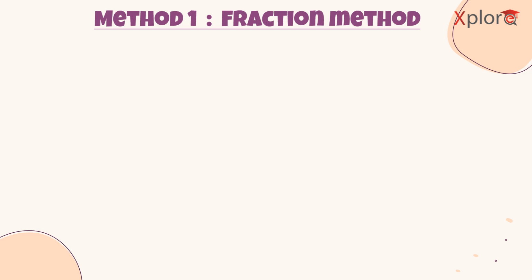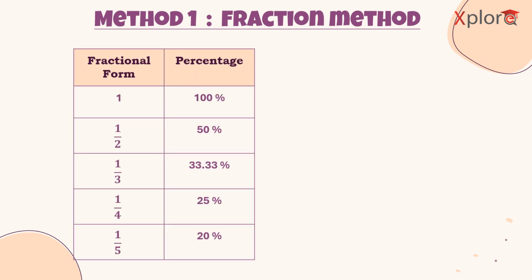Methods to solve percentages, and the first method is the fraction method. So in the fraction method, we can write 100% as 1. 100% is nothing but 100 by 100, it is 1. So similarly, can I write it as 1 into 100, it is 100%. Now 1 by 2 into 100, it is 50%.